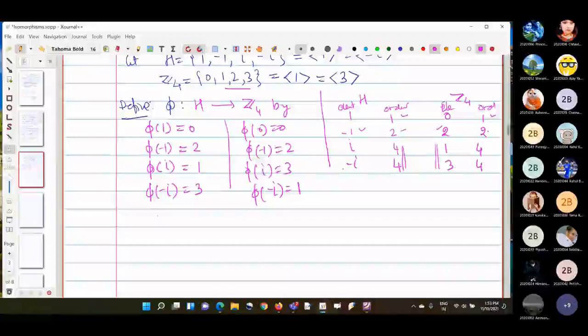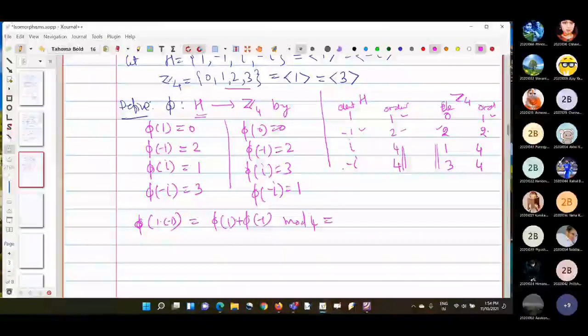Clear है? 1-1 onto कहीं से clear हो गया है ना? पक्का? ऑपरेशन प्रिजर्विंग का चेक कर लीजिए आप. कोई भी नंबर उठाइए यहाँ पे, 1 and -1. ठीक है. So here should be multiplication in H, because H is under multiplication. Okay, fine. So phi of 1 and phi of -1. There should be plus and modulo 4.